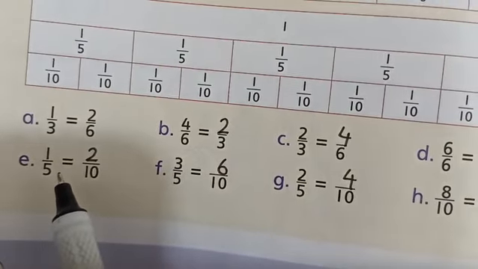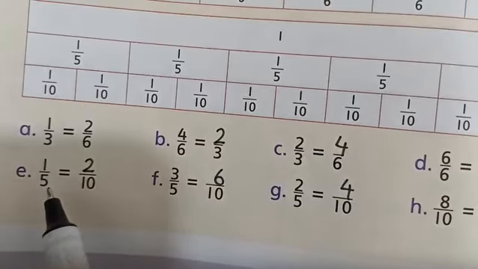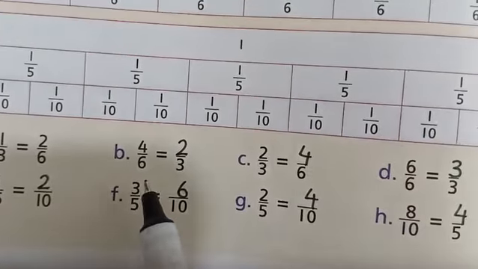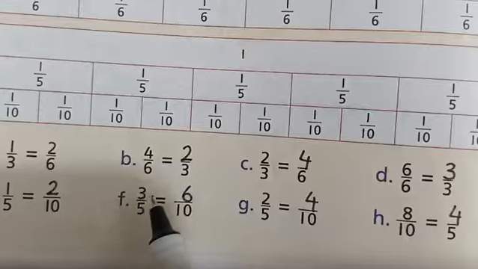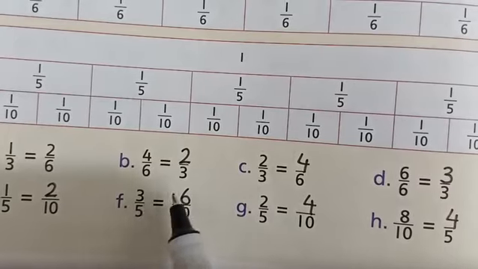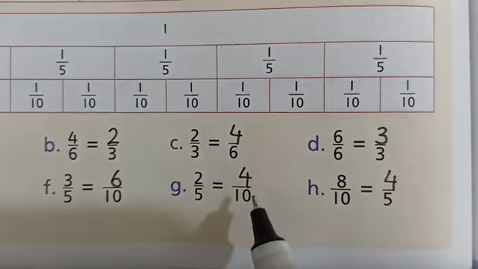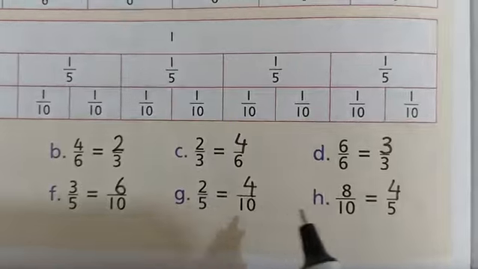1 by 5 is equal to dash by 10. Again we multiply this fraction 1 by 5 with 2. 5 2s are 10 and 1 2s are 2. 3 by 5 is equal to dash by 10. Again 5 multiplied by 2 is 10 and 3 multiplied by 2 is 6. 3 2s are 6, 5 2s are 10. 2 by 5 is equal to dash by 10. 5 multiplied by 2, 5 2s are 10 and 2 2s are 4.